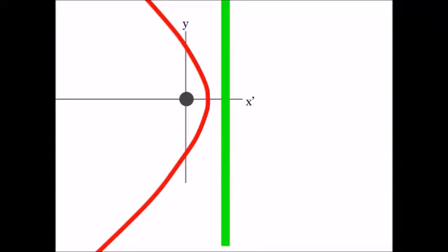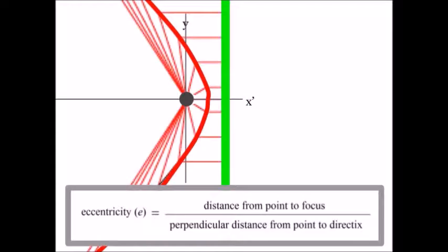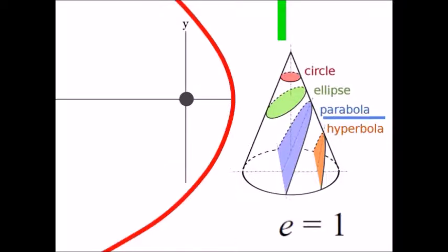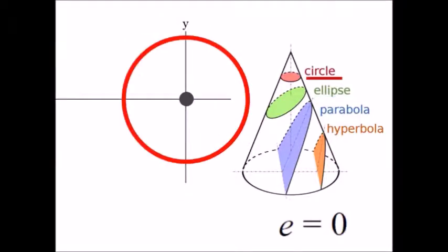Or the hyperbola, where the ratio is greater than 1. Conic sections, different eccentricities, but the same weird equation. A weird equation with that directrix.